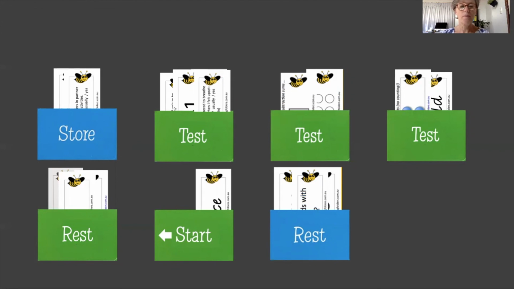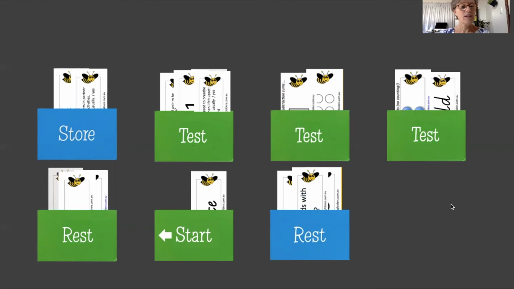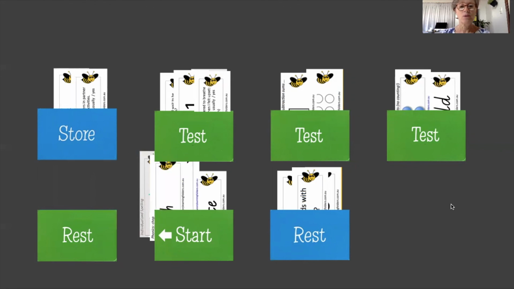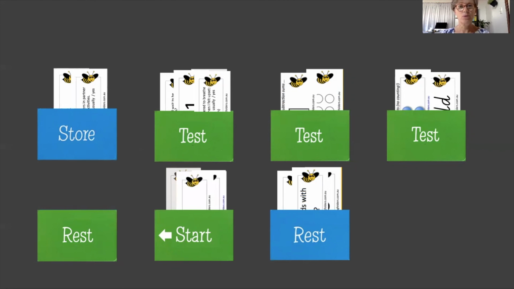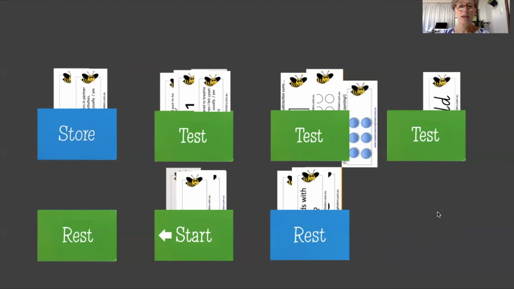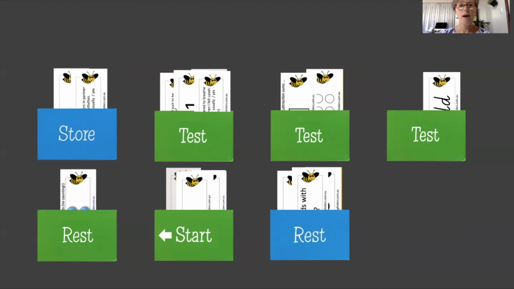Now I'm going to work backwards, hitting the rest pocket. Those flashcards move as a bundle without being tested forward to the next pocket. This leaves me an empty pocket ready for the testing in the next pocket. That regular subitizing amount was recognised by the student, so it moves forward.